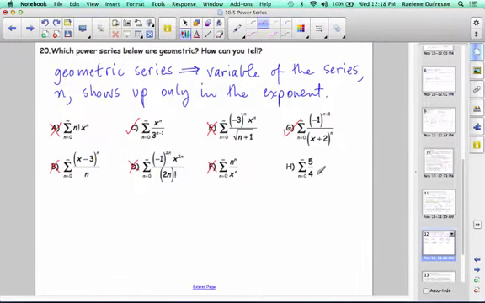In H, we don't have n at all, which means that we could say 5/4 is being multiplied by 1 to the exponent n, and since n shows up in the exponent, we do have a geometric series. Of course, in this case, r is equal to 1, and so we do not have a convergent geometric series, we have a divergent series.